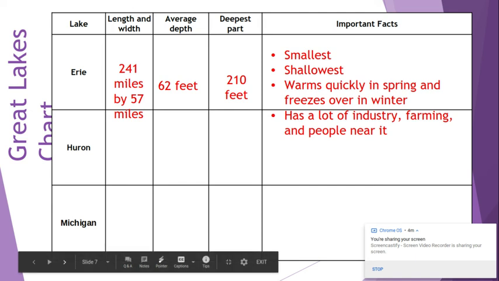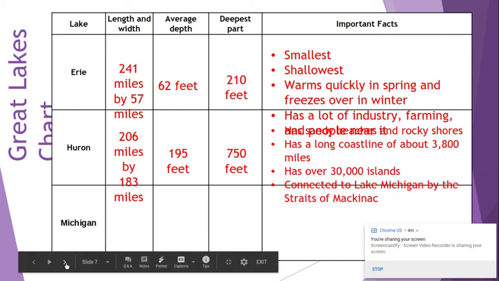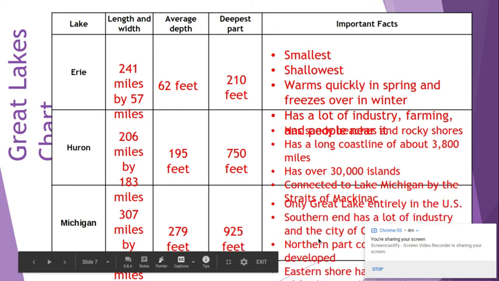Erie is the smallest and the shallowest. It freezes over in the winter. Then we have Huron, with its length, width, and depth. The deepest part is 750 feet. Sorry, that kind of went over, but when you review this, Huron has over 30,000 islands. Then Lake Michigan, 270 feet in depth. The deepest part is 925 feet. A lot of things happen in Lake Michigan because we're so close to Chicago.